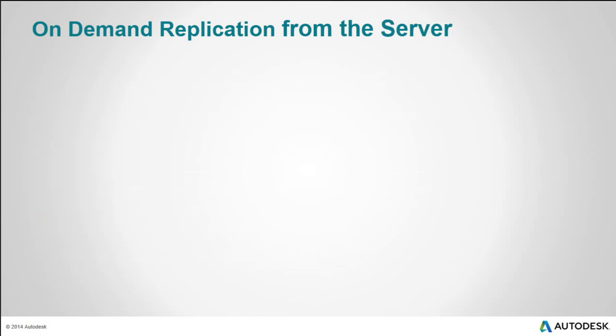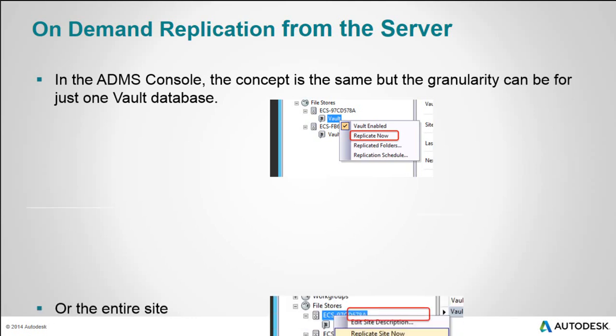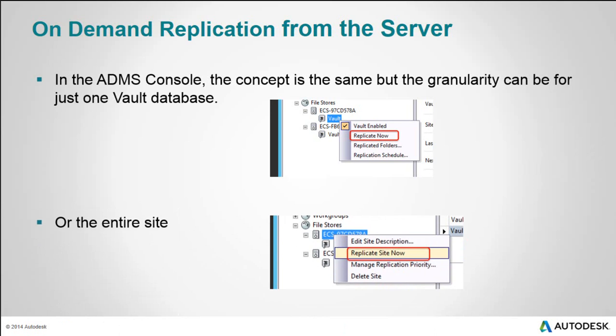So on-demand replication from the server. In the ADMS console, the concept is the same, but the granularity can be for just one Vault database or the entire site, all of the databases on that site.